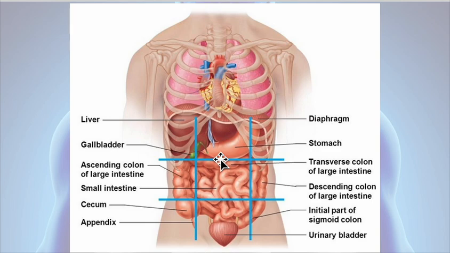Now I'm going to go back to this photo here. And the other question was referring to a ruptured spleen. So the spleen is located in the upper left quadrant, more specifically here in the left hypochondriac region, kind of behind the stomach, tucked under the diaphragm.